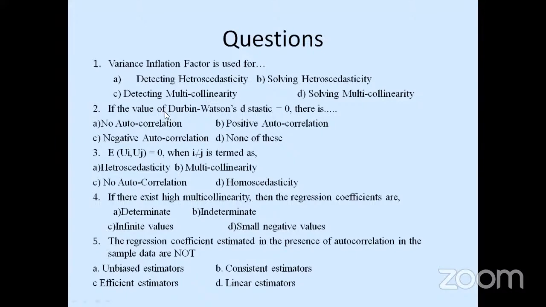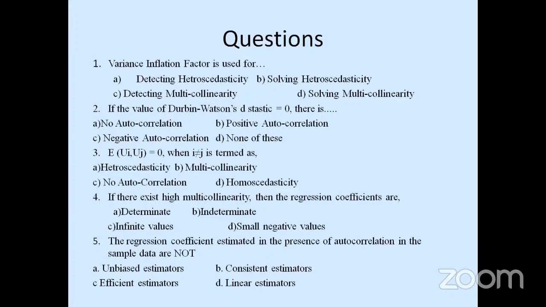Yeah, tell me now. So regarding this, it will be the Durbin-Watson statistic. They will give a certain value within the range. We need to identify whether the autocorrelation is present or not. Expectation of ui, uj equal to 0 for i not equal to j is termed as no autocorrelation. If it is not equal to 0, then there is autocorrelation present. If there exists high multicollinearity, then the regression coefficients are indeterminate, infinite values or small values, we need to tell.